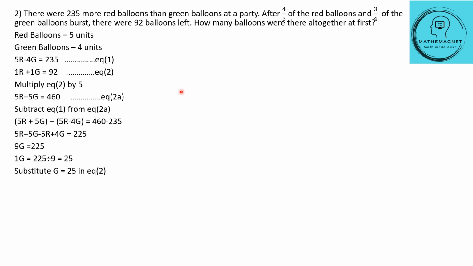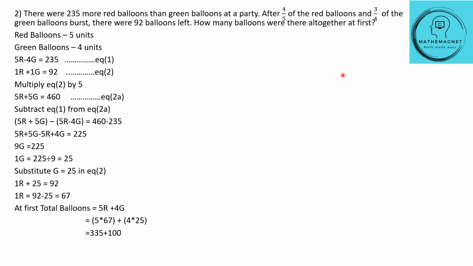Now let's substitute this value of 1G in equation 2, which is 1R plus 1G equal to 92. When you substitute the value of G, it becomes 1R plus 25 equal to 92. So R will be equal to 67. Now we found the value of 1 unit of red and 1 unit of green. So at first the total balloons were equal to 5R plus 4G, which is 5 into 67 plus 4 into 25, which is 335 plus 100, which is equal to 435. So the total balloons altogether at first was 435 balloons.